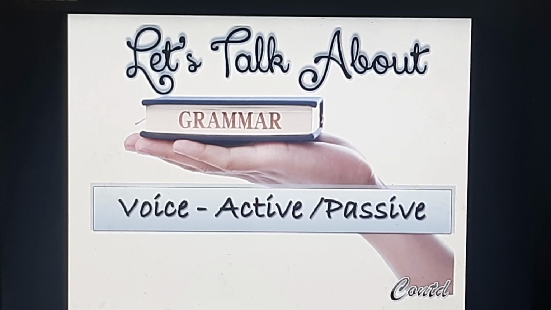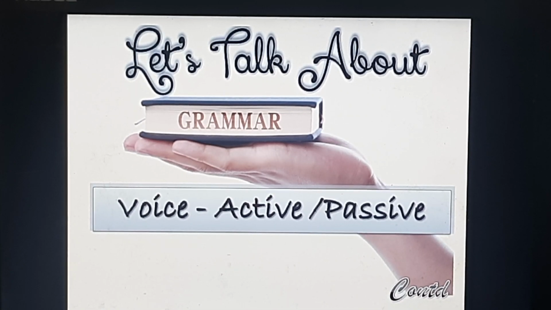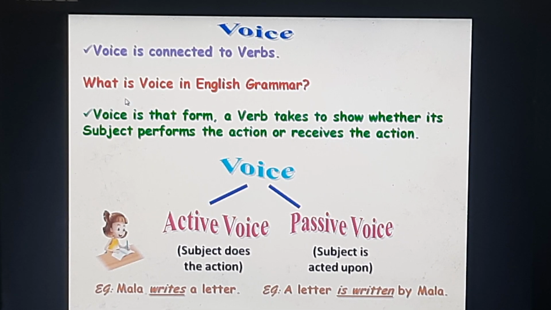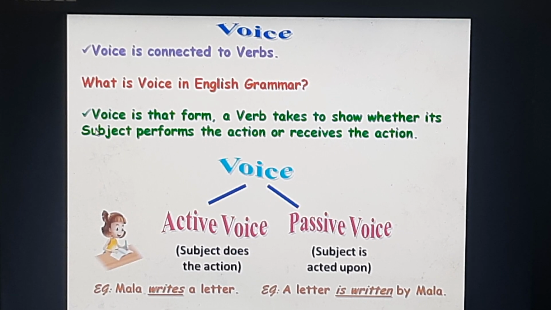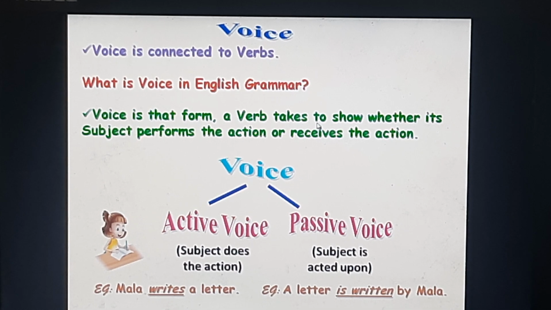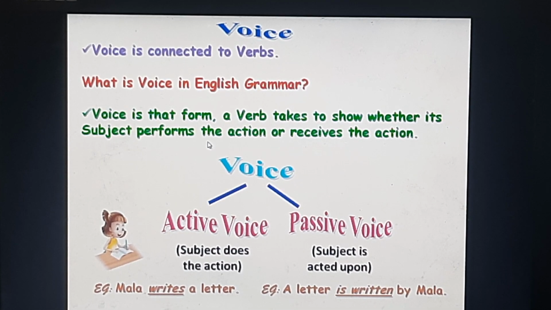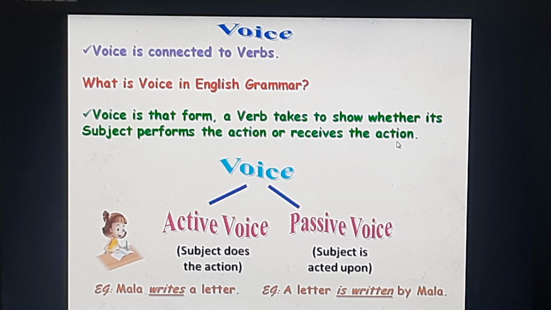Let's continue, children, with active voice and passive voice. Remember, voice is connected to verbs. What is voice in English grammar? Voice is that form a verb takes to show whether its subject performs the action or receives the action. That is, whether the subject is the doer of the action or the receiver of the action.